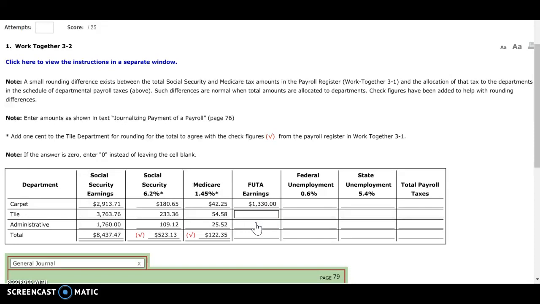And then it says tile is $1,851.42. That's going to be tile for our FUTA earnings. And then it doesn't give anything for administrative, so those are the only two. I'm going to just put a 0 in there. Okay, so we're going to then add those two numbers together to get our total FUTA earnings.